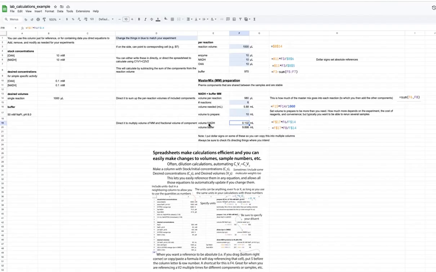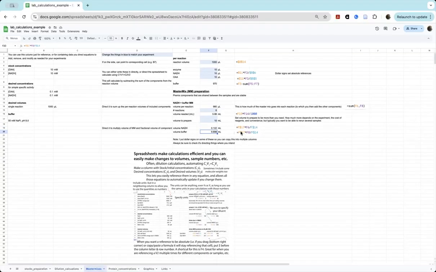The amount of NADH in the buffer that you're going to need is the total amount you're preparing, 10 mL, times the fractional volume of the component. So in this case, we ask, how much volume was the NADH of the master mix? It was 10 microliters per reaction out of 980 microliters of master mix per reaction. And so that's going to be 10 times that fraction. And the same idea with the buffer.